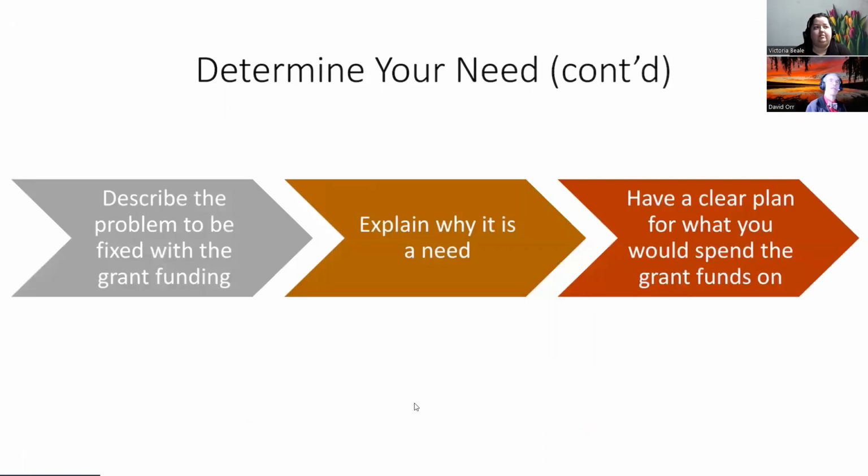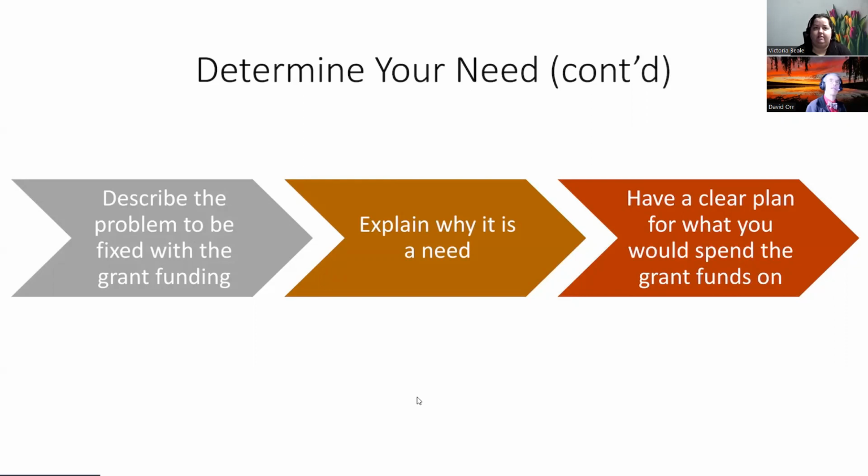So you want to make certain that with your grant application that you have a clear plan for what you're going to spend the funds on. You want to be able to describe the problem that's going to be fixed with the grant funding, and explain to them why it is a need. And especially with a lot of the federal grants, now there are some additional information that they are requiring be provided concerning different demographics for the groups that are going to be impacted by the funding that's being provided. So you want to make sure you get ahead of that and make certain that you're collecting that information and can show the need and why it is a need. And we're going to talk about that more this morning.